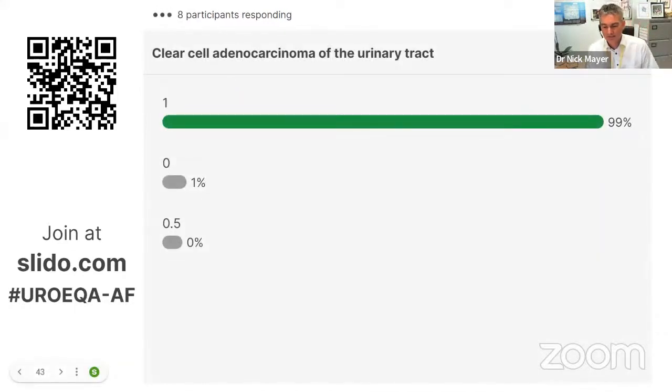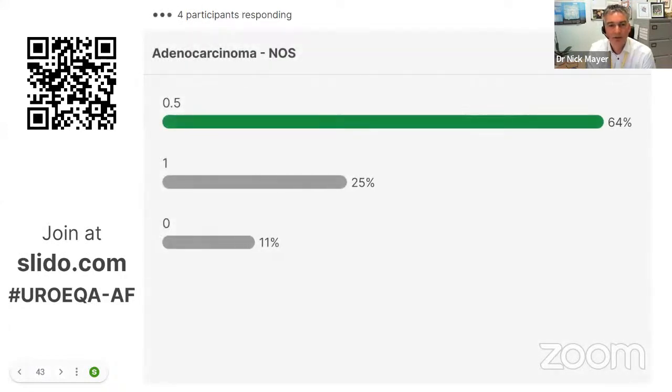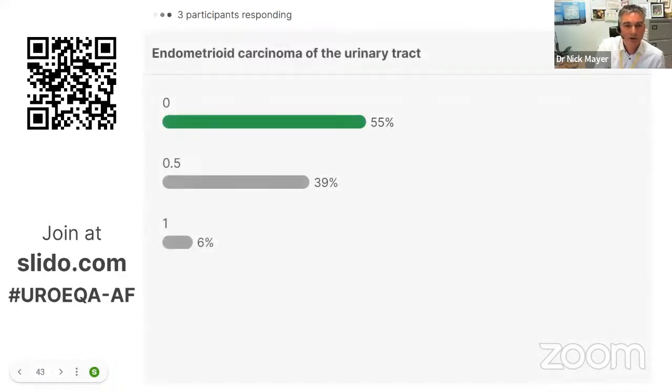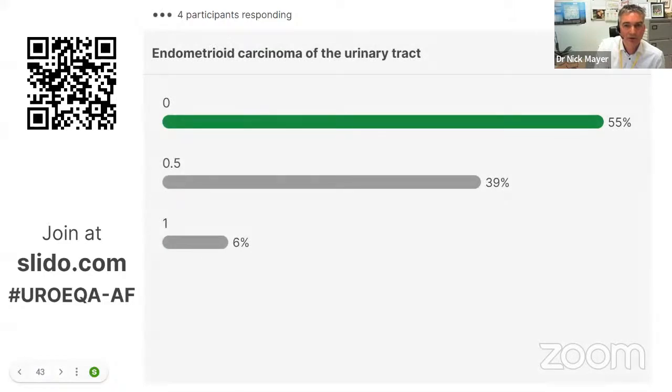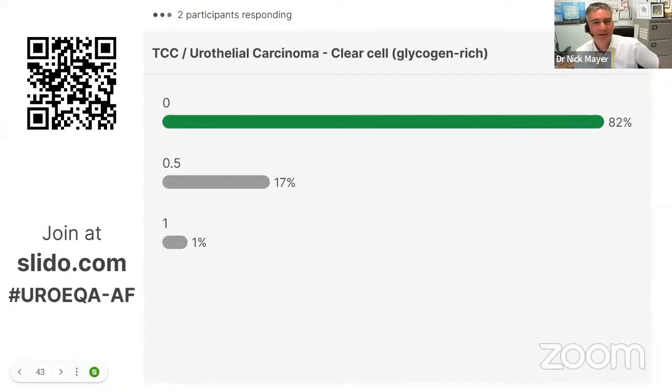Okay, so clear cell adenocarcinoma gets 1. Metastatic tumor gets a half. Adenocarcinoma NOS gets a half. Nephrogenic adenoma gets 0. Endometrioid carcinoma gets 0. That's a bit harsh, but anyway, there we are. As does Skene gland carcinoma. Well, if you put those answers, I did try to get some marks for you there.